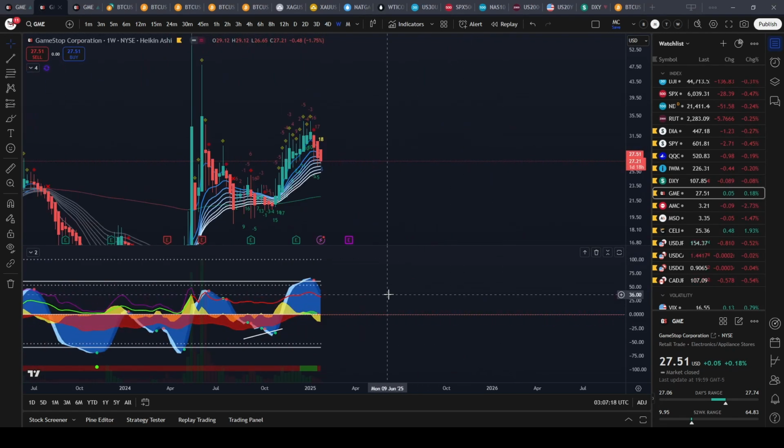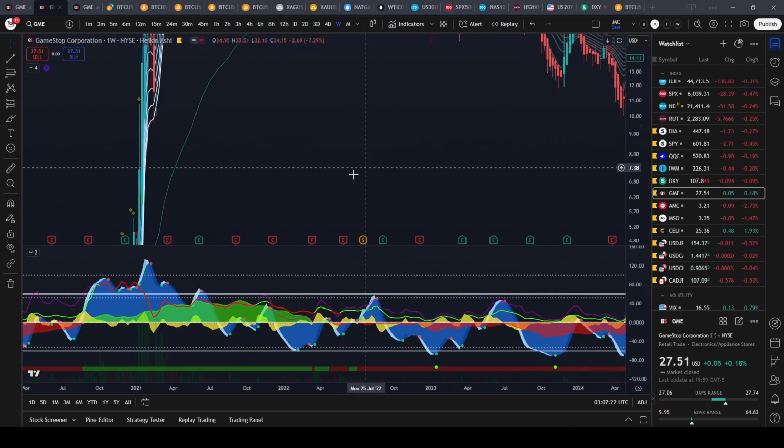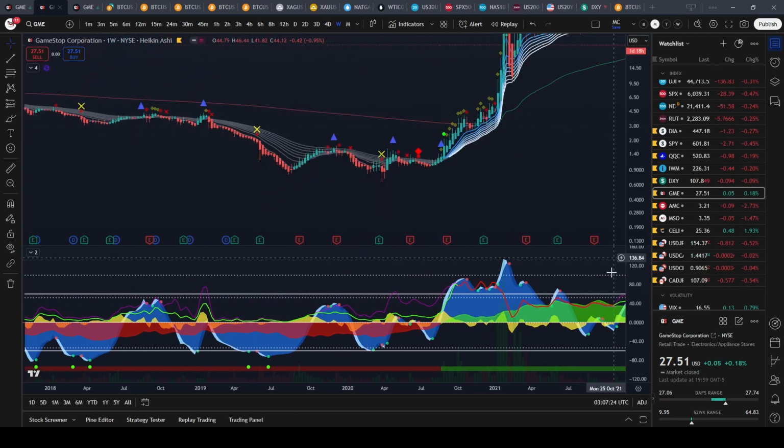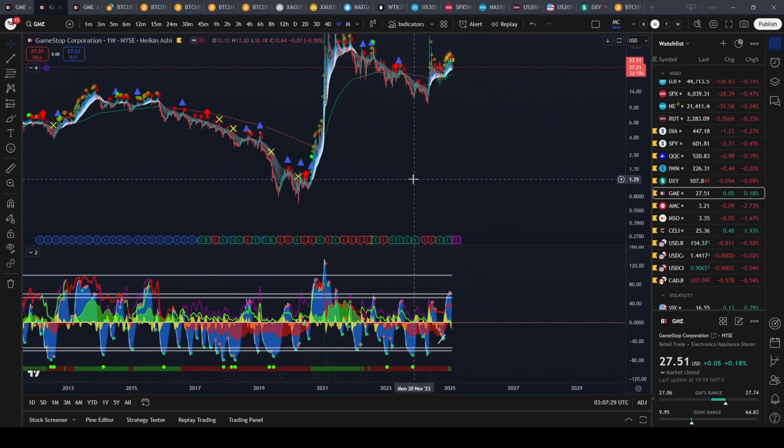Now we're starting to dip back into the red, right? Just a little bit. We're at that 0 line. We're not really dipping back in. But you can take a look at the previous cycles that we've gone through, right? Or like the previous cycle.